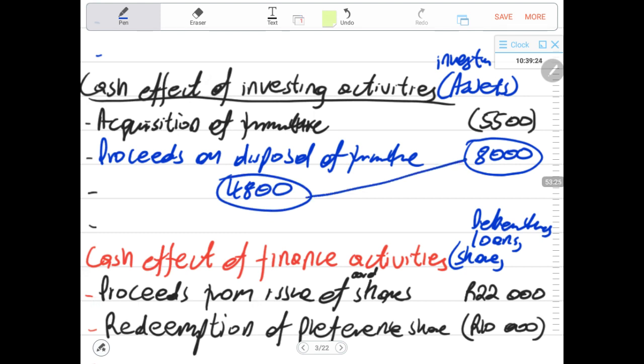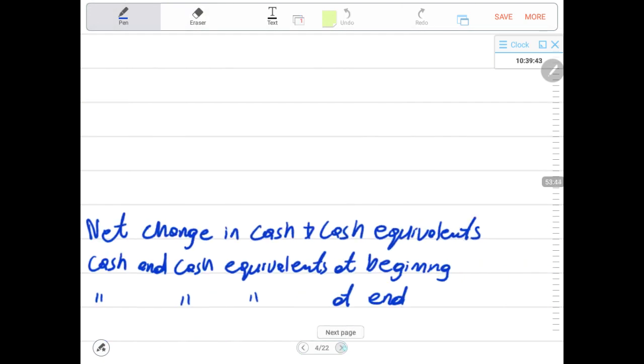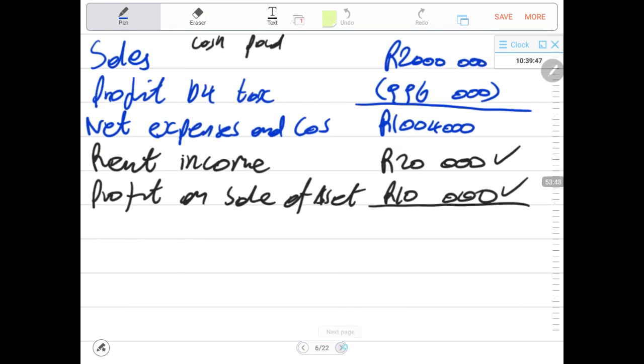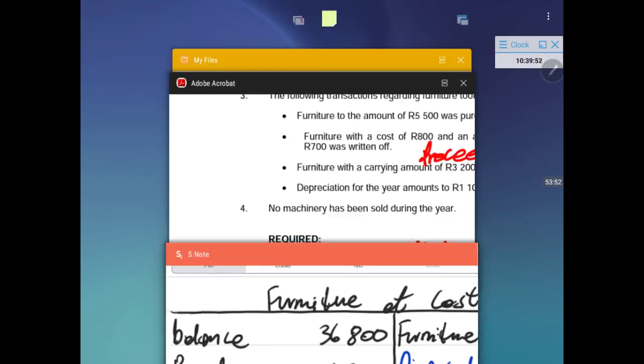We did not receive 4,800, but we know that the amount of 4,800 is a profit, and the profit of 4,800 is already included under the proceeds. Why am I highlighting that? Is because the 4,800 is an income statement item, but it's not a cash flow item. That means there is no cash that flows into the business because of this transaction. It is a non-cash item.